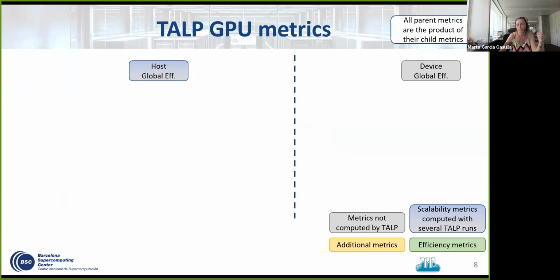So how have we extended this model to also measure GPU efficiency metrics? In these presentations, I'm going to use GPU or device and CPU or host. So you will see that we label the metrics as host or device, but sometimes in the titles I also use GPUs because it's widely used. So the first decision that we took is to have two separate models for the host and for the device. And these two metrics are not multiplied between them. They are completely independent.